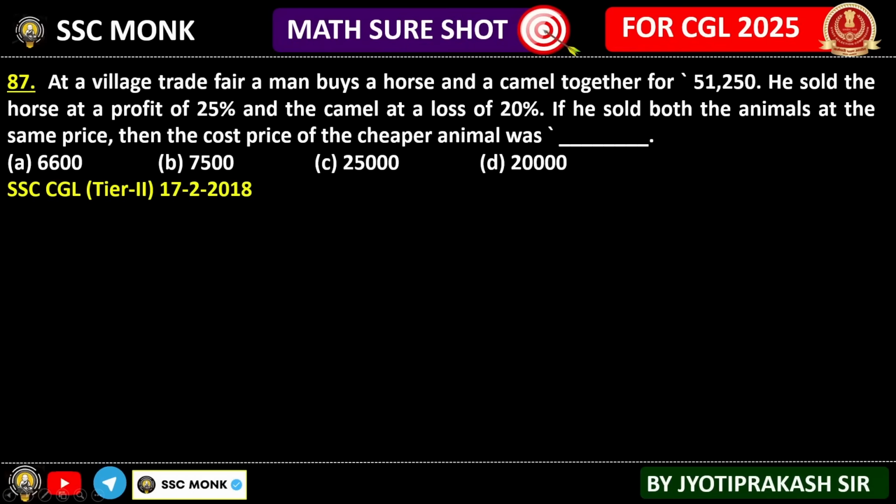Next, at a village trade fair, a man buys a horse and a camel together for 51,250. He sold the horse at a profit of 25% and the camel at a loss of 20%. He sold both the animals at the same price. Then what is the cost price of the cheaper animal? See, let's say x was the cost price of the horse. So 51,250 minus x is the camel's cost price.